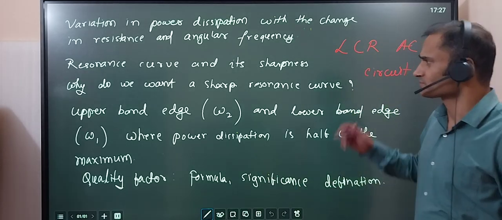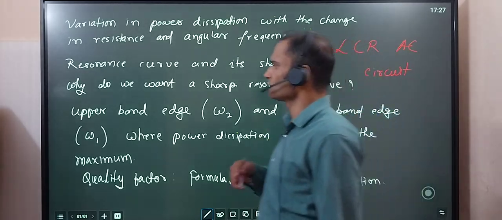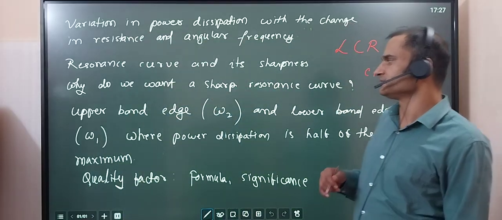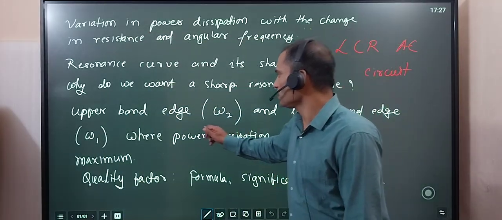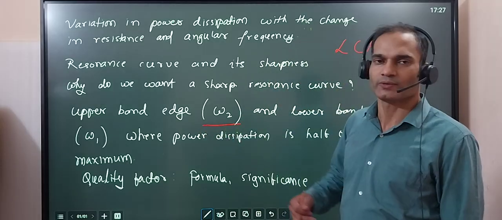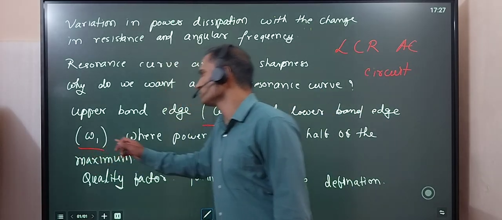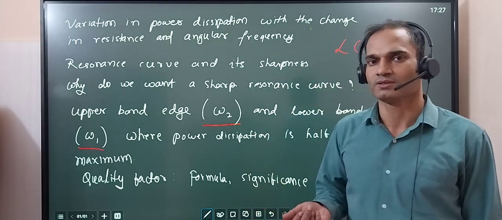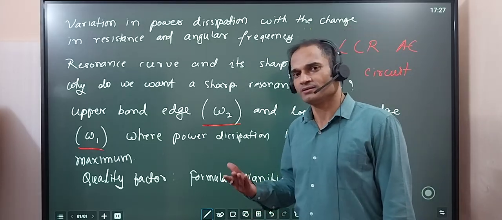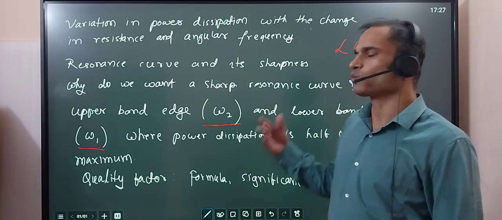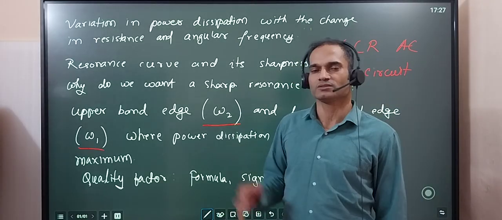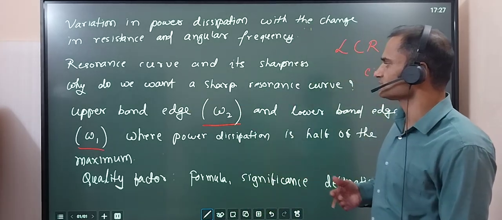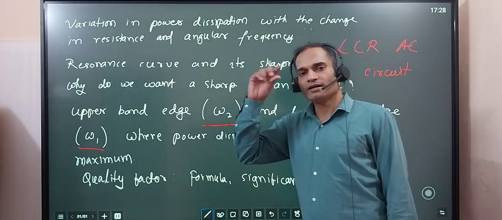Apart from this angular frequency omega naught, we will also find the upper band edge frequency and lower band edge frequency, at which power dissipation is half of the maximum. We will also discuss the quality factor, which depends on these two values. The reason is that we want resonance.